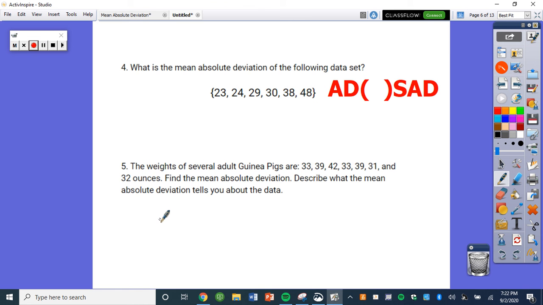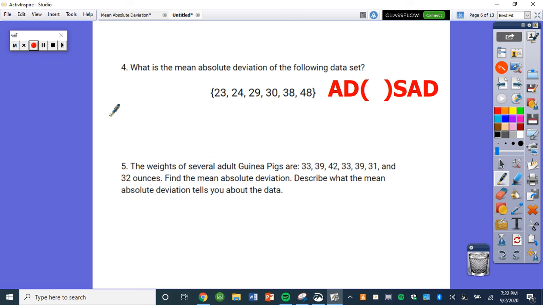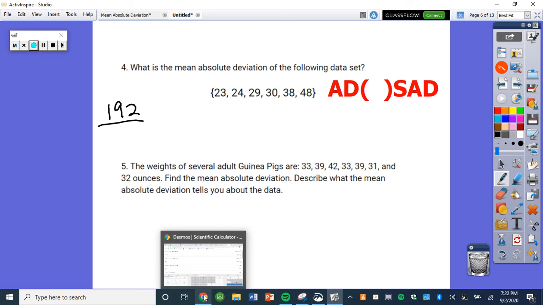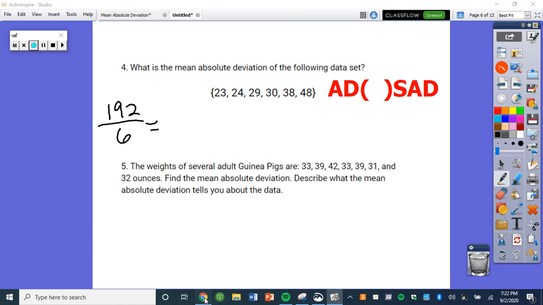Number 4. What is the mean absolute deviation of the following data set? So we're going to add again. So we're adding all those numbers, which I did, 192. Okay. And you can use Desmos or your phone calculator, but just make sure you're writing out each step so you're keeping it organized and not getting lost, because even though it's simple adding, dividing, subtracting, adding, dividing, you can get lost. There's a lot of steps. So 192 divided by our data, which is 6, and this is 32. So I'm going to put 32 in here. So this is our mean again.